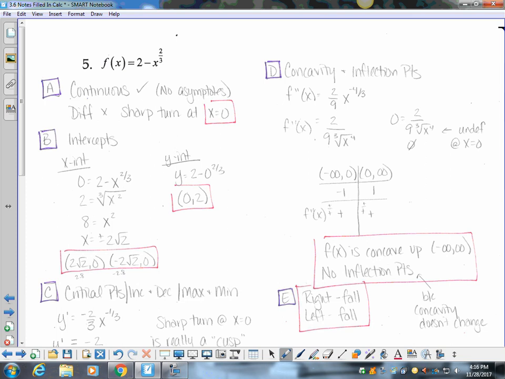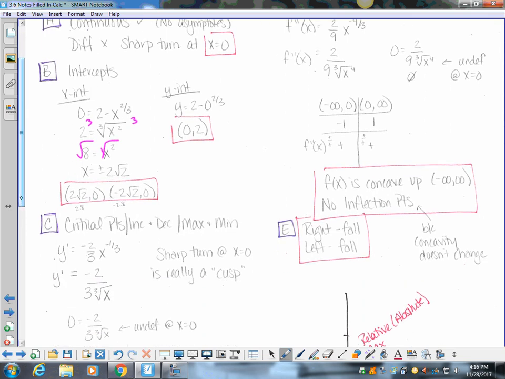Okay. Now we're going to find our intercept, so we're going to plug 0 in for y. I'm going to subtract my 2 and then divide by the negative, so it all turns out to be positive. And then to get rid of the cube root, I'm going to cube both sides. That's where the 8 comes from. And then I square root both sides, and that's where the plus or minus 2 root 2 comes from.